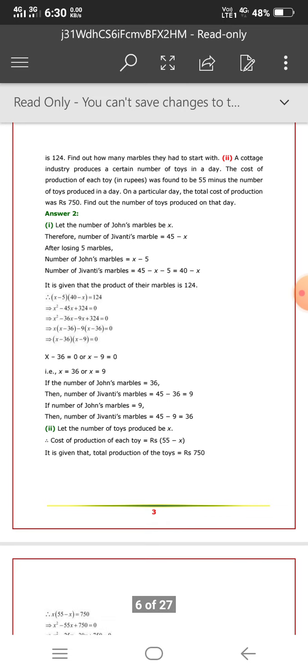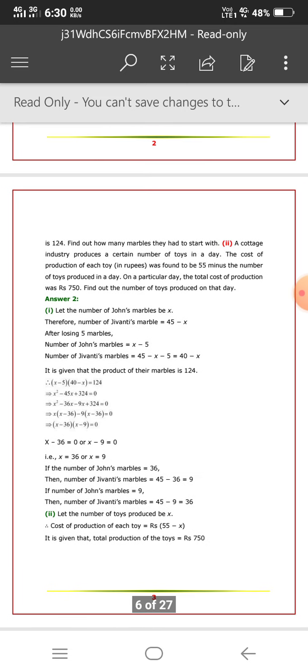तो अगर जॉन के पास 36 मार्बल हैं तो जीवंती के पास कितने होंगे? 45 माइनस 36. तो ये तो अल्टरनेट हो सकता है ना. जॉन के पास अगर 36 है तो जीवंती के पास 9 होंगे. अगर जॉन के पास 9 होगा तो जीवंती के पास 36 होगा. तो आपको समझ लेना है.